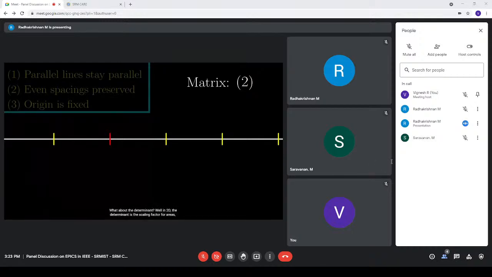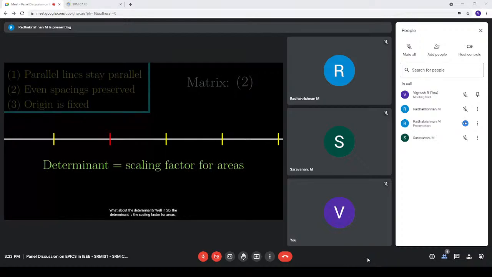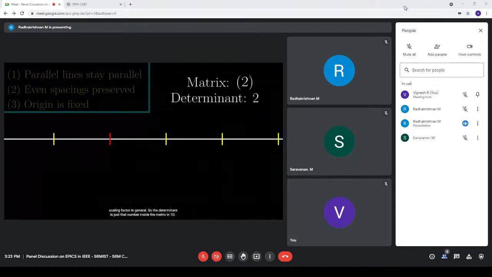What about the determinant? Well, in 2D, the determinant is the scaling factor for areas, so in 1D, we replace areas by lengths, but the scaling factor for lengths is just the scaling factor in general, so the determinant is just that number inside the matrix in 1D. So we have what we need to know about 1D and 2D linear maps. What about derivatives?